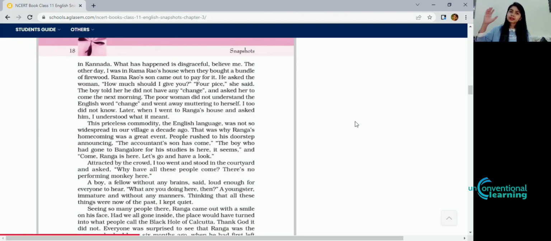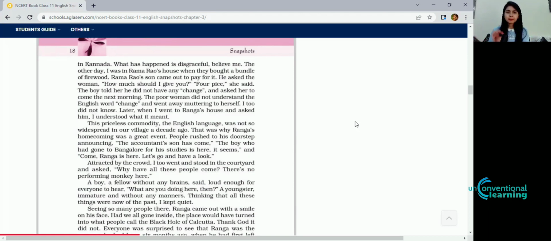So that was not so widespread in his village at that time. And Ranga, in those days, went to Bangalore to study. So you can understand how big a thing it was for everyone. When Ranga was coming back, it was a very big thing for everyone, because Ranga's homecoming became a great event. Why?